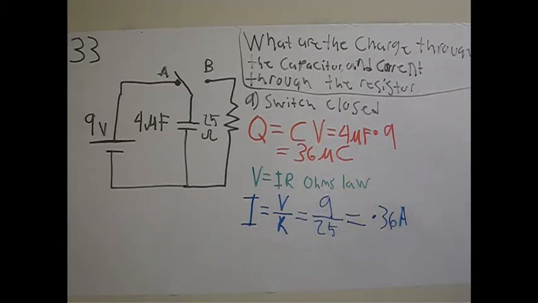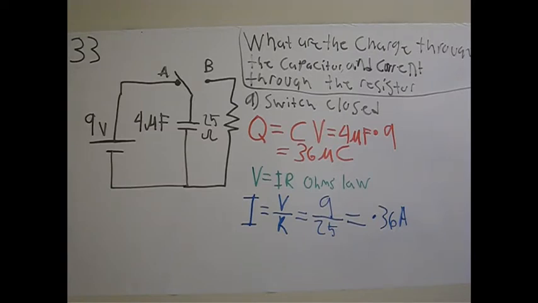Part A asks us to find those values when the switch is closed. To do that, we first start out with finding the charge of the capacitor. To find the charge of the capacitor, we use Q equals CV, which we learned in lecture a couple days ago, where the charge on the capacitor is 4 microfarads times the 9 volts, which gives us a value of 36 microcoulombs.